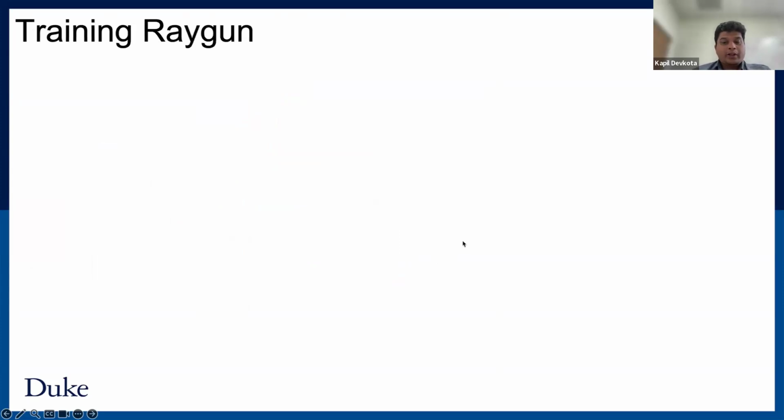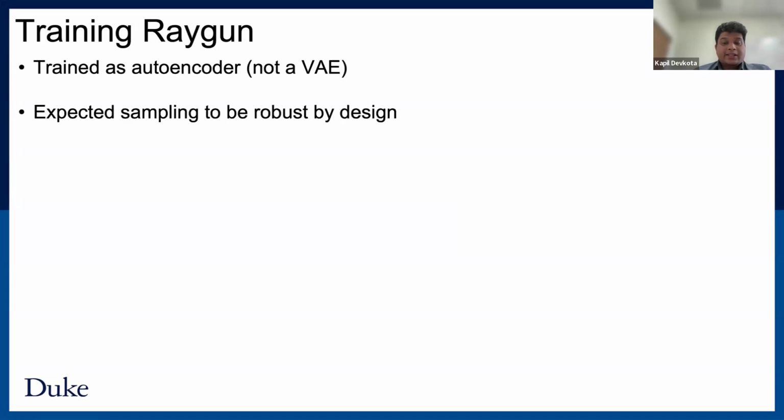So how did we train the Raygun model? We trained Raygun as an autoencoder model where we passed the ESM2 embeddings and expected a perfect reconstruction by the decoder. We did not train it explicitly as a variational autoencoder because we thought that the sampling mechanism through the reduction layer we designed would be robust by design, so we did not need to train it as a variational autoencoder. And we did not want the decoder to be burdened with two different tasks: removing noise, and also perfectly decoding the fixed length embedding.